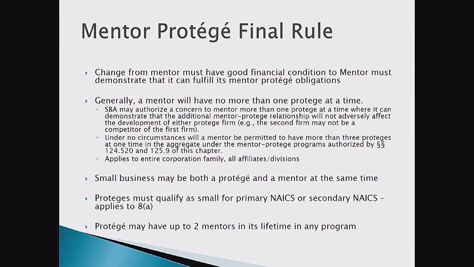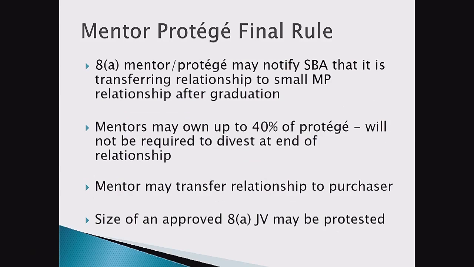You have to qualify as small for the primary NAICS or a secondary NAICS if you're a protégé. Previously, a protégé had to have never had a contract or be half the size standard under the 8A program, and this now applies to 8A. They just have to be small for their primary industry. A protégé can have up to 2 mentors in its lifetime across our programs. So you can have 1 in 8A, 1 in all small, 2 in 8A, 2 in all small, but that's for the entire duration of your existence as a company. You can only have 2 under our programs.